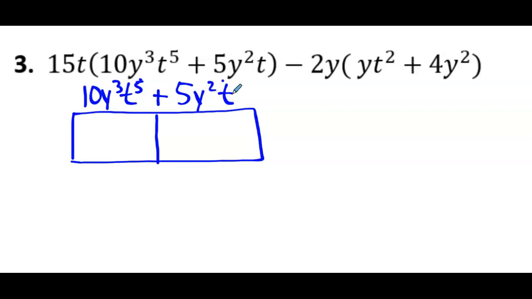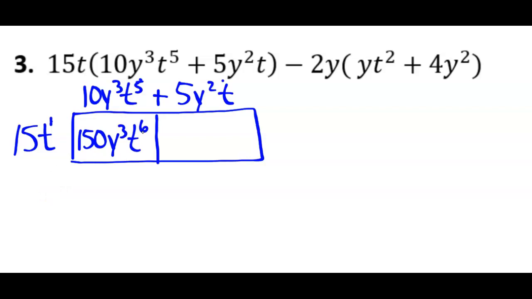And to that, I'm going to multiply it by 5t. Now, when I do this, my t's are going to change, but my y's aren't, because I'm only going to be adding to my t, because there's an imaginary one there, right? So 10 times 15 will give me 150. Okay? My y cubed is going to stay the same. My t is going to change to a 6 because I have to do 5 plus 1 because of this t to the 1. Okay?